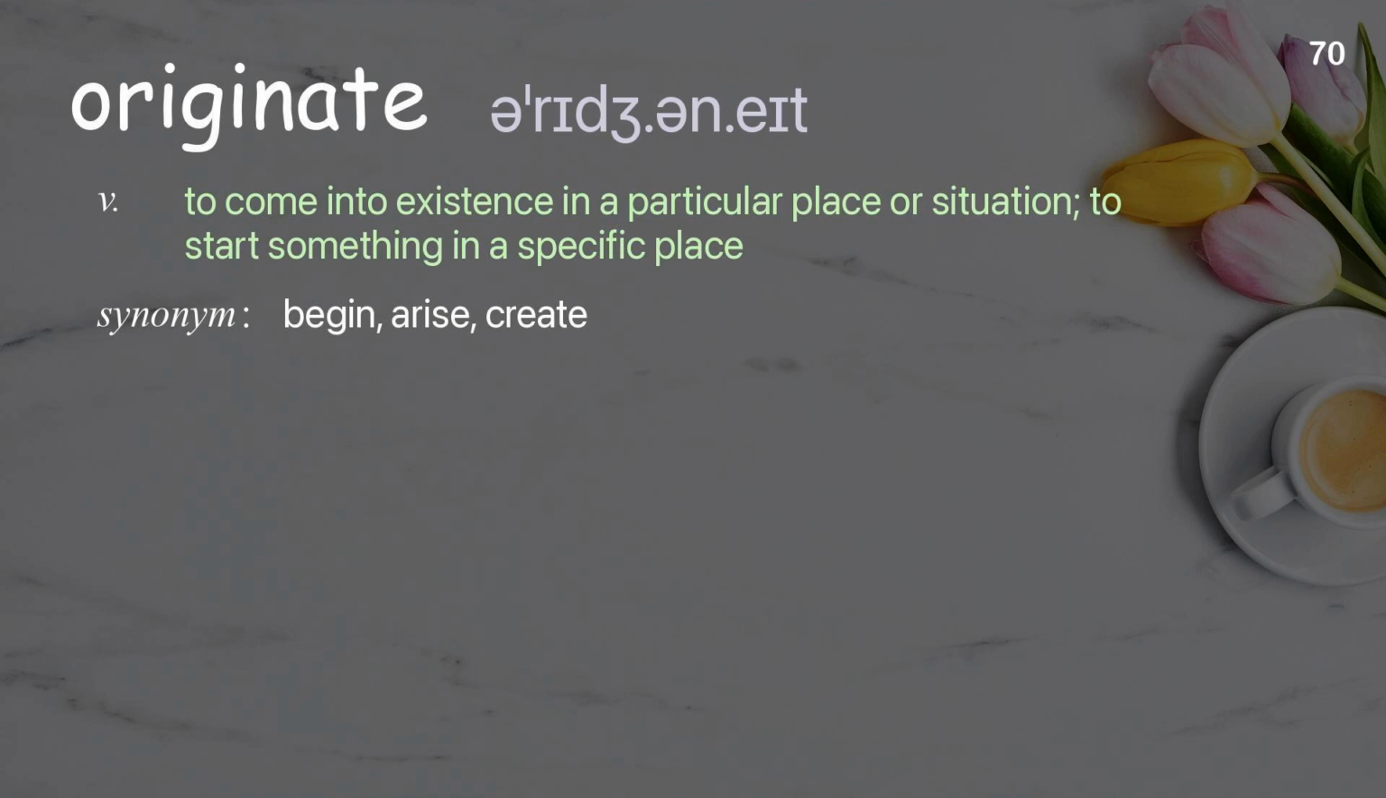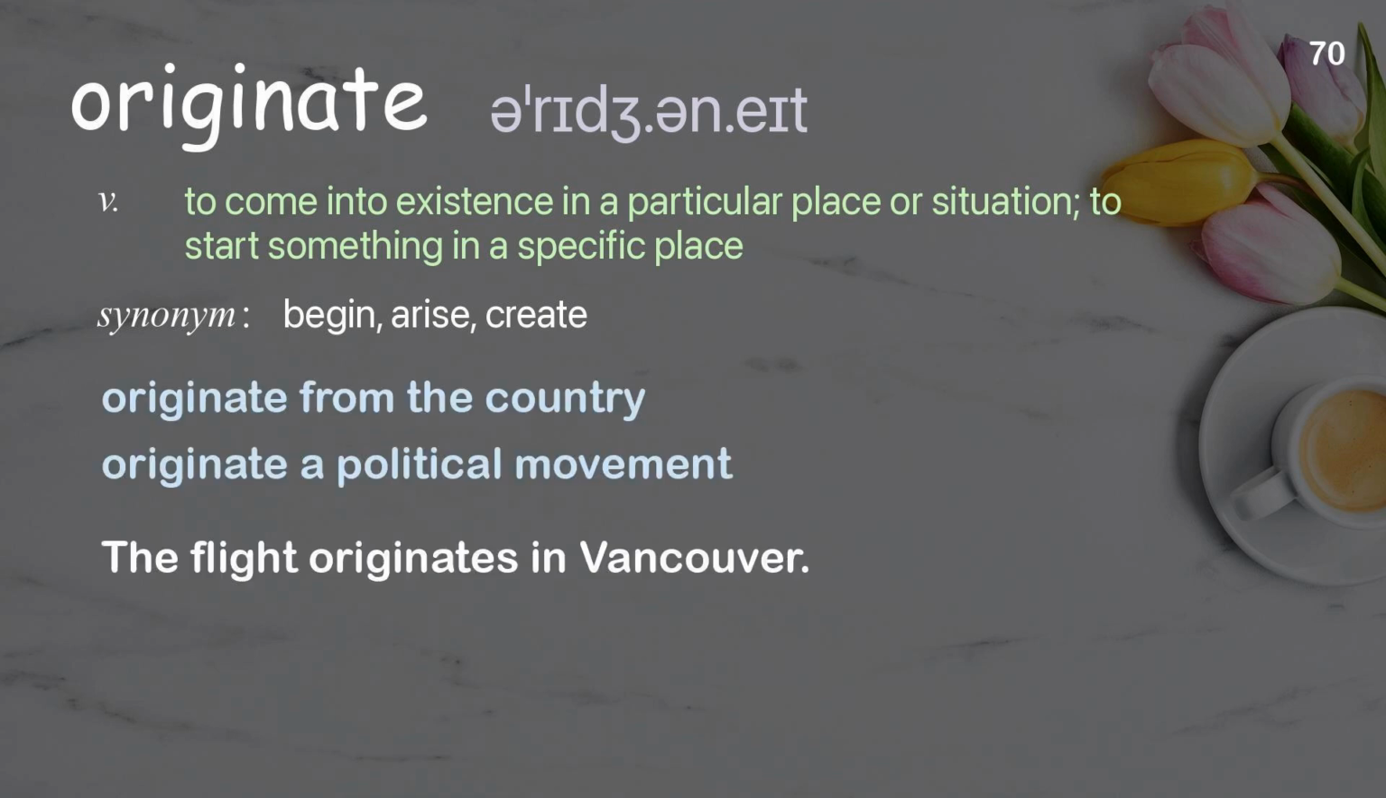Originate. To come into existence in a particular place or situation, to start something in a specific place. Examples: originate from the country. Originate a political movement. The flight originates in Vancouver.